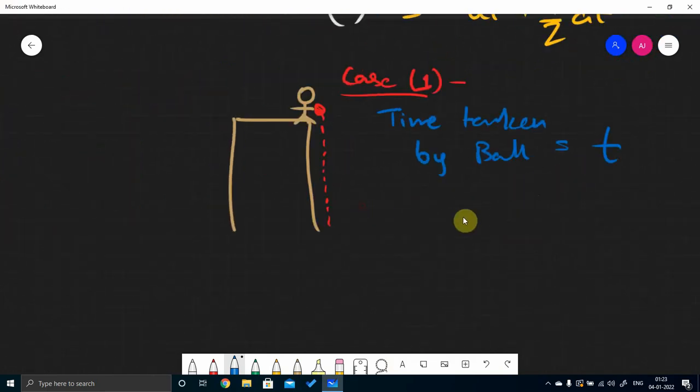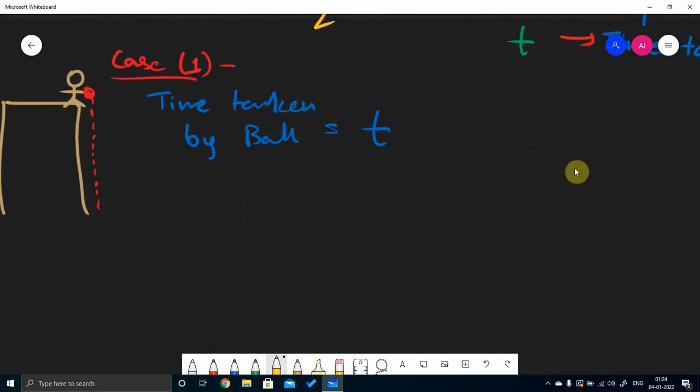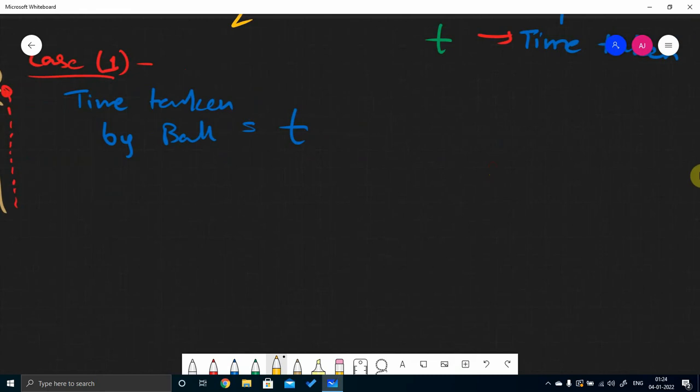Wait, I'll just specify a few more things. I'll mention that the height of this is h. Alright, so now we will talk about case 2. What happens in case 2 is, again, we'll have the same apartment, same building. You go to that building.